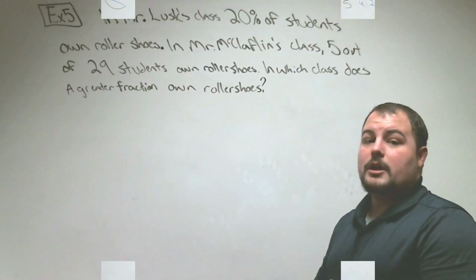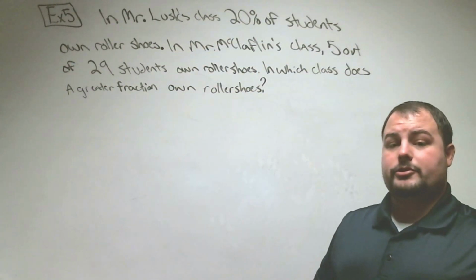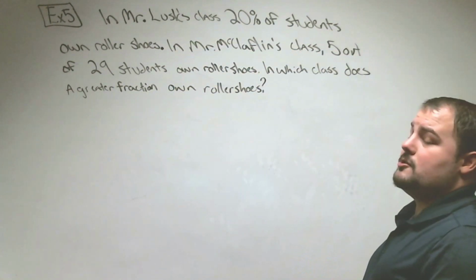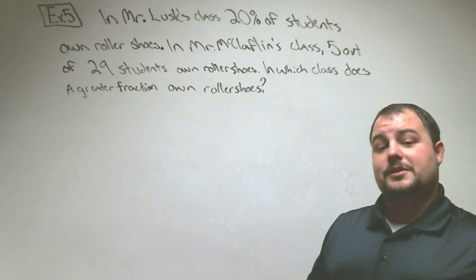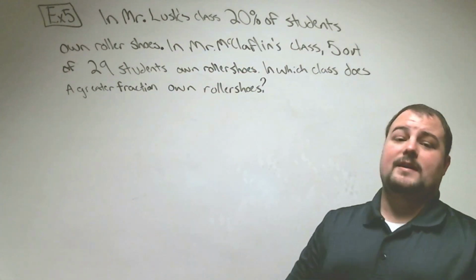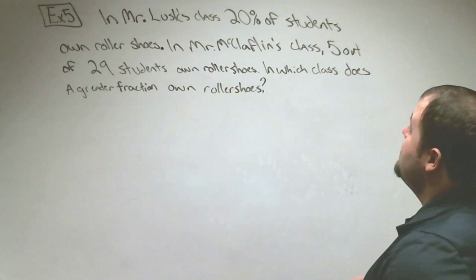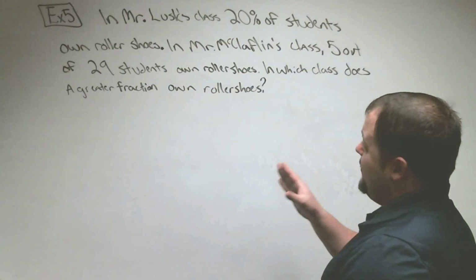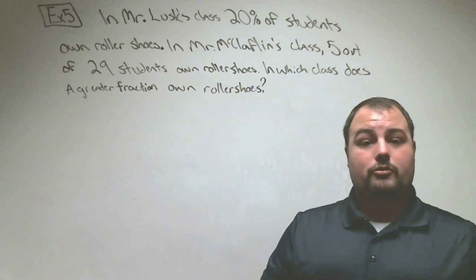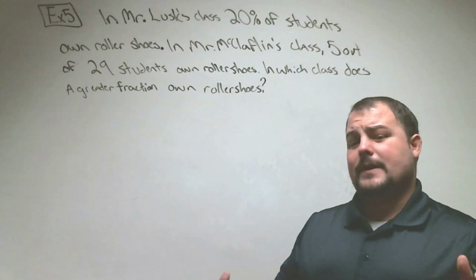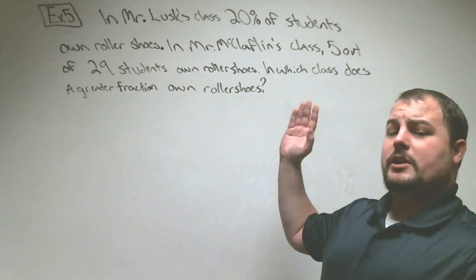Okay. In example 5, we're going to be talking about roller shoes. And here it says, in Mr. Luft's class, 20% of the students own roller shoes. So if you've ever seen those shoes that have little wheels on the bottom, that's the type of shoes we're talking about. In Mr. McLaughlin's class, 5 out of 29 students own roller shoes. In which class does a greater fraction own roller shoes? So in this case, we're going to be comparing two fractions.